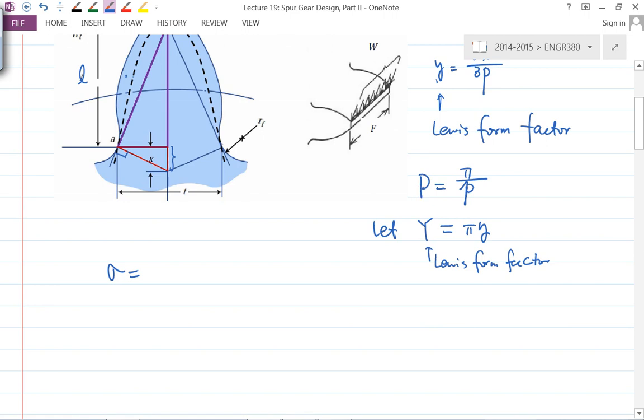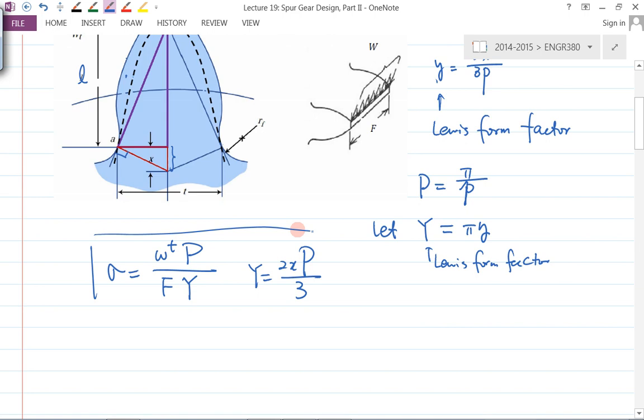You'll get sigma becomes Wt times capital P over F times capital Y. And capital Y now is pi times y, which is actually 2 small x capital P over 3. So this is basically the Lewis equation for tooth bending stress.